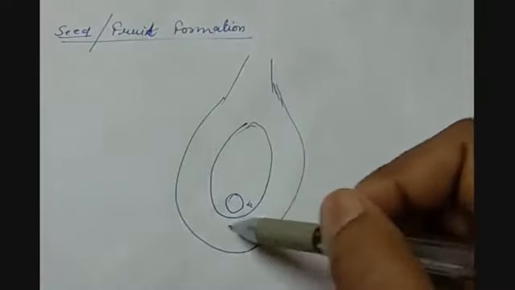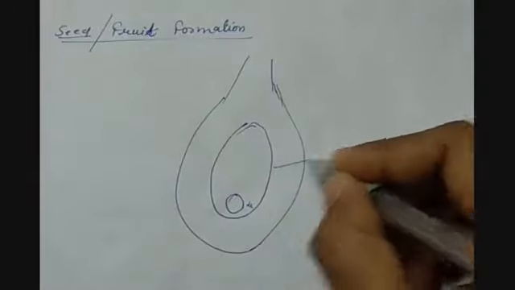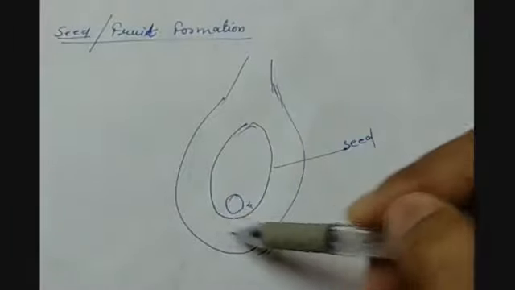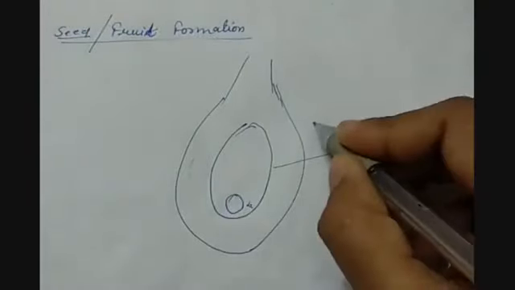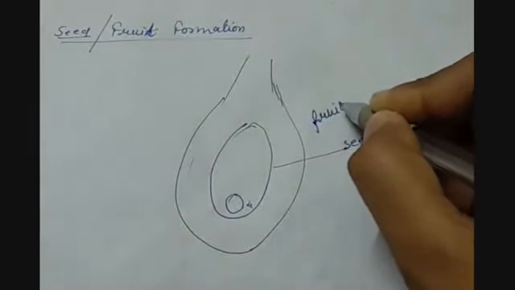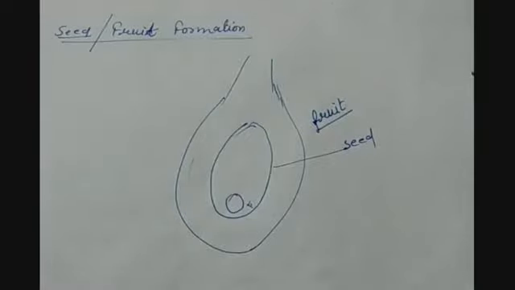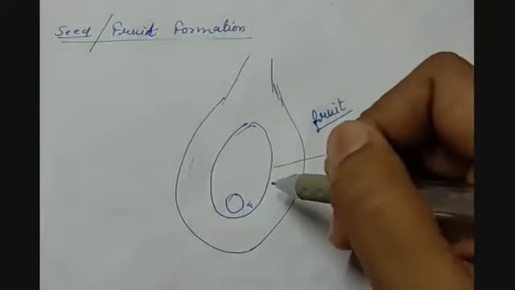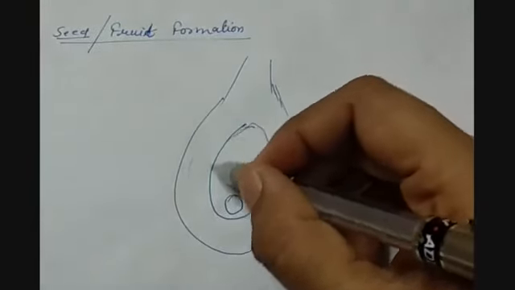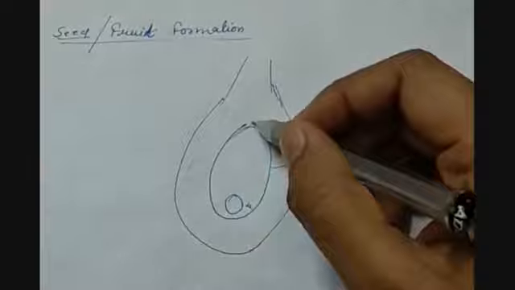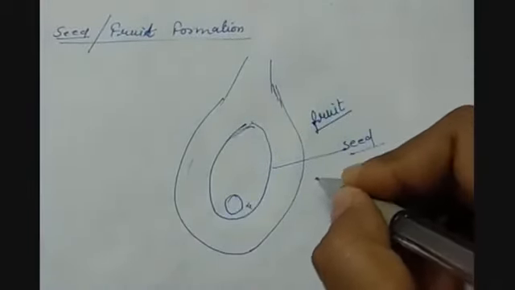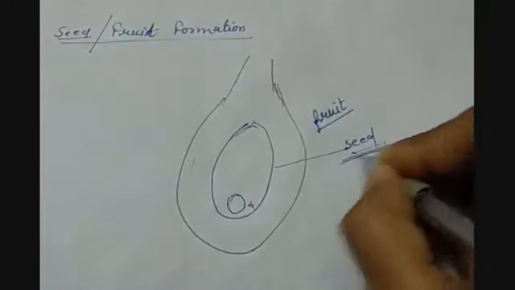So this part, when fully developed, becomes the seed, and the rest of the part of the ovary becomes the pulp of the fruit. So the ovary itself is getting converted into a fruit, which will have the embryo, which is being converted into a seed, and the wall of the ovule will now become the covering of the seed.